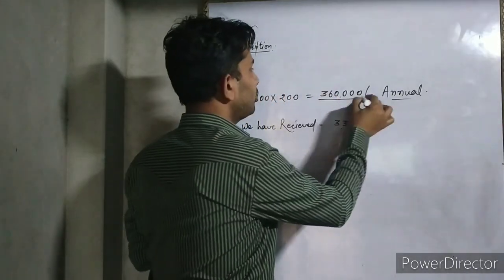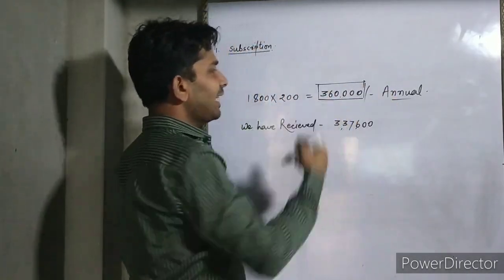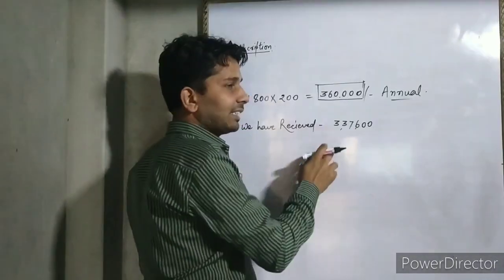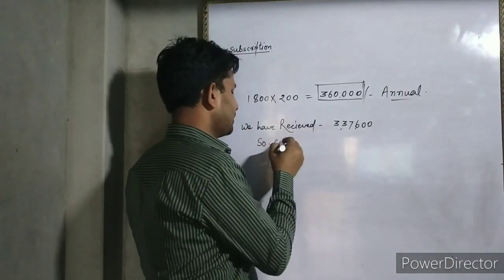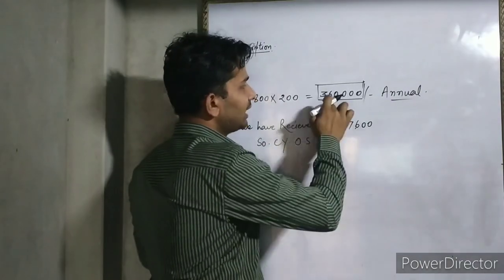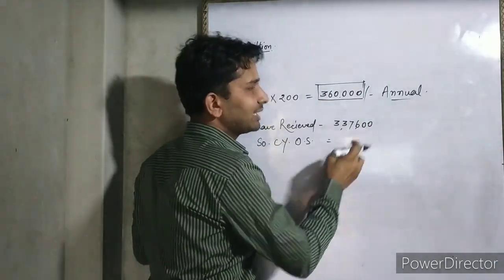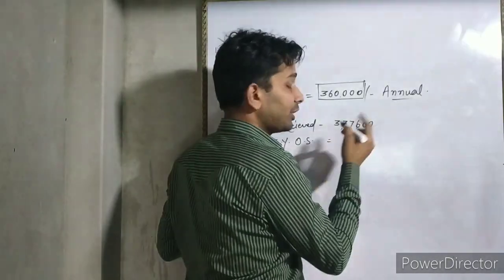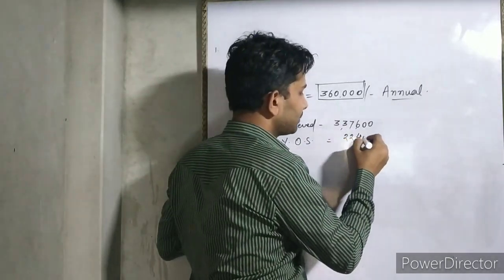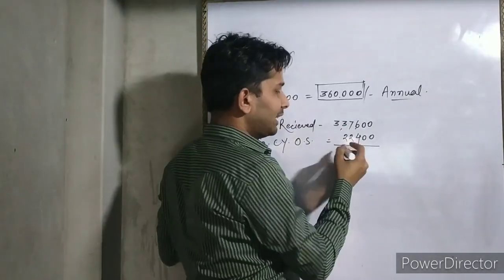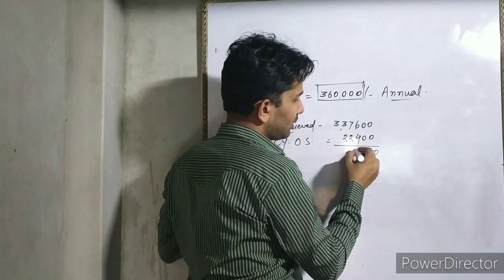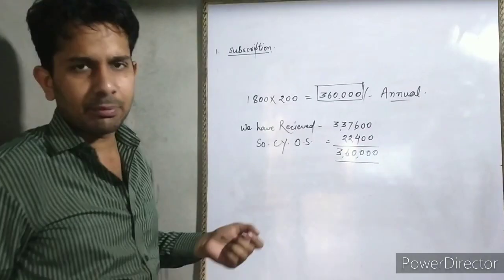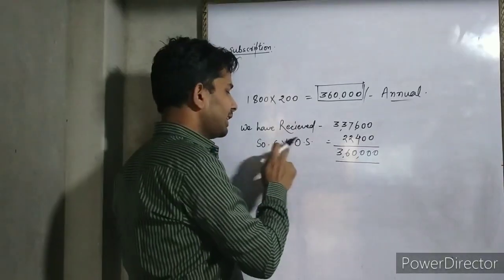$3,37,600, but we have to be like 3,60,000. So how much do we still have to receive for the current year? Okay, so for the current year we have to still receive the current year outstanding. The current year outstanding will be 3,60,000 minus 3,37,600, meaning the difference will be the outstanding of the current year. So the difference will be 22,400. Because if we add them both, it will be 3,60,000, which is equal to the annual subscription. So this is the amount of outstanding of the current year.